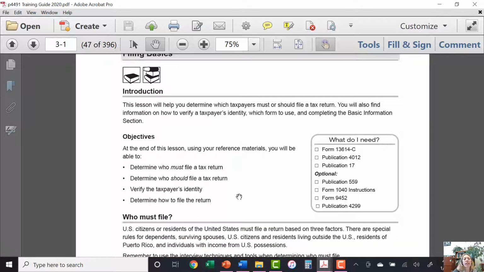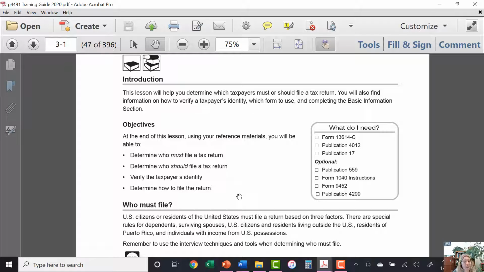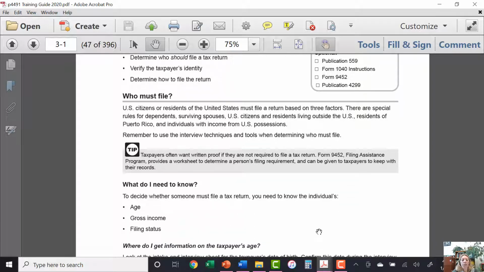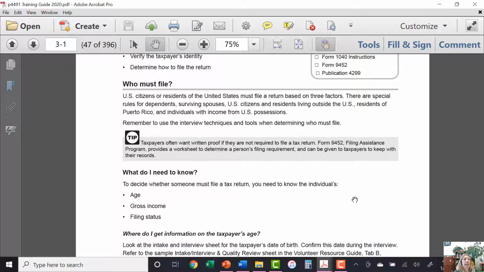Okay, so basically, not everyone has to file a tax return. Okay, so who must file? Okay, there are basically 3 things that you got to know in order to determine who must file. Okay, we have to know age, we have to know gross income, and we have to know filing status. Basically, we need to know, okay, what their standard deduction is. Once we know that, their gross income, if that's over the standard deduction, then they have to file. Okay, so that's the biggest thing.